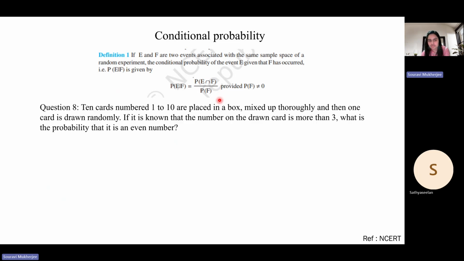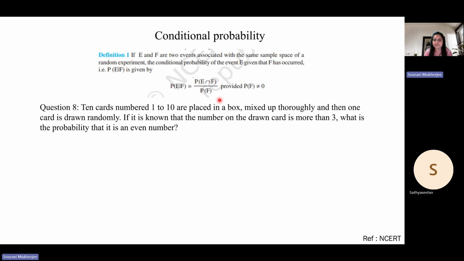Okay. So suppose there is a question which says that there are 10 cards numbered from 1 to 10, mixed up thoroughly, and then one card is drawn randomly. If it is known that the number on the card drawn is more than 3, what is the probability that it is an even number? Okay, so what are the two events you're talking about? One event is that the card drawn is more than 3. Another event is that the card drawn is an even number. So there are two events that we have defined, right?